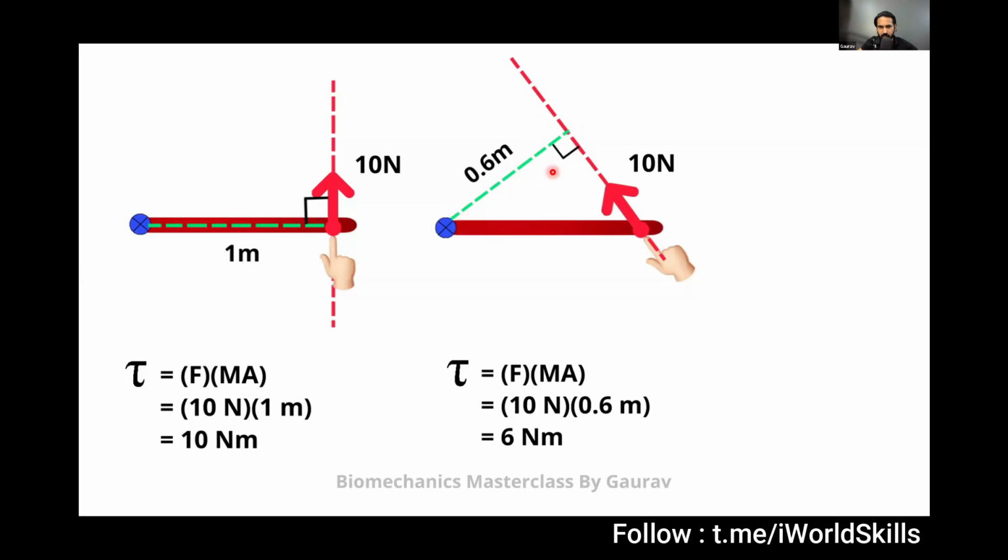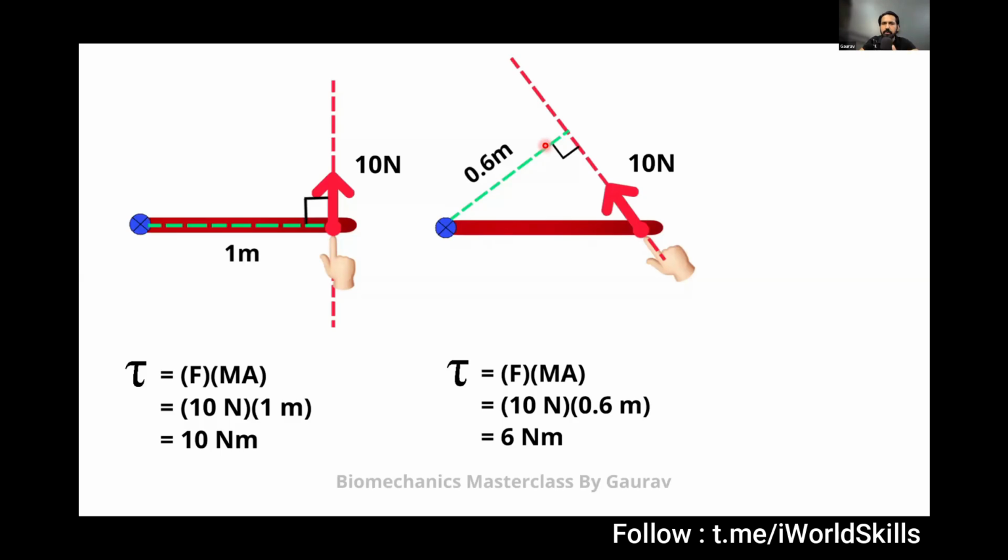And the length of this moment arm is obviously going to be less than this distance. Basic geometry. I'm not going to go into that, but I hope you can see it. This distance is obviously less than this distance, correct? If this is 1 meter, this is going to be anything less than 1 meter. I'm assuming it is 0.6 meter.